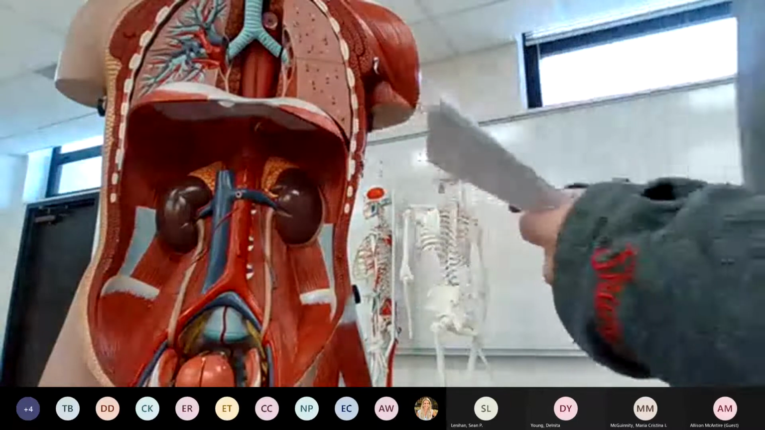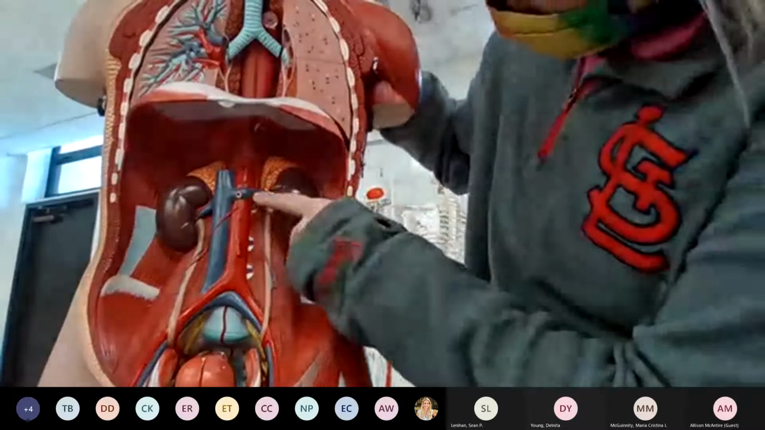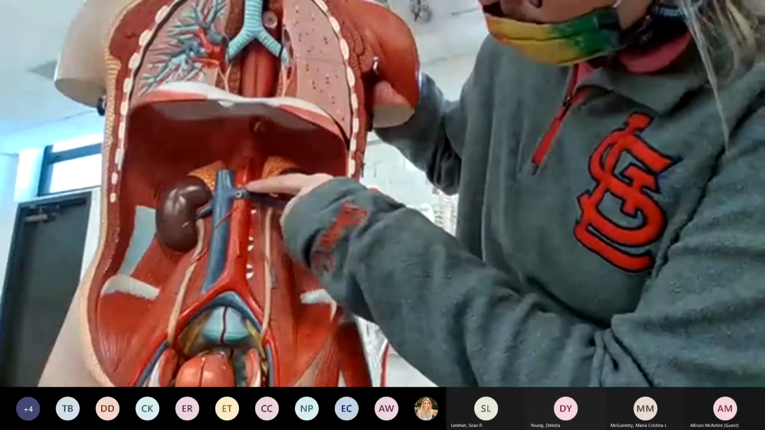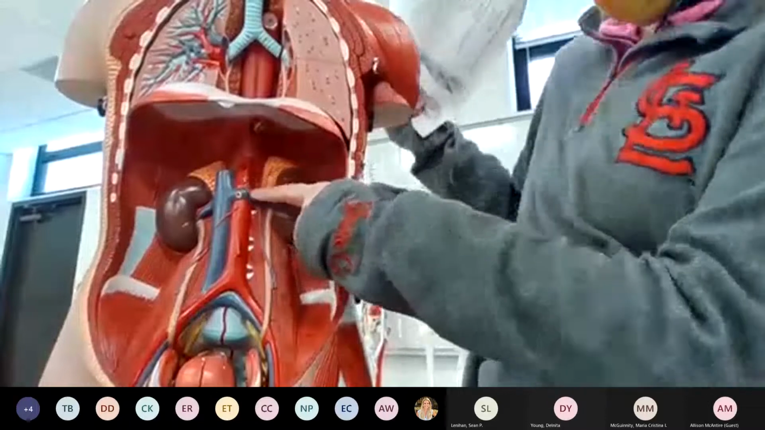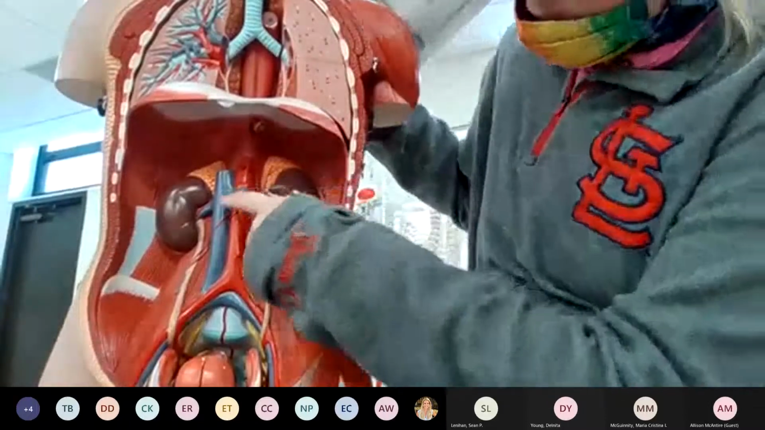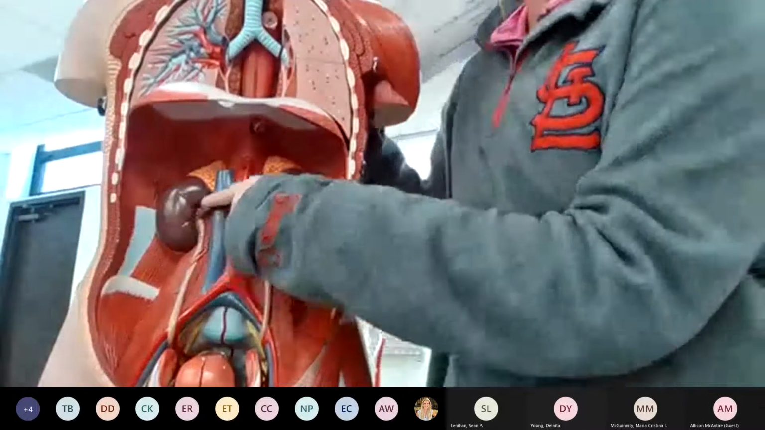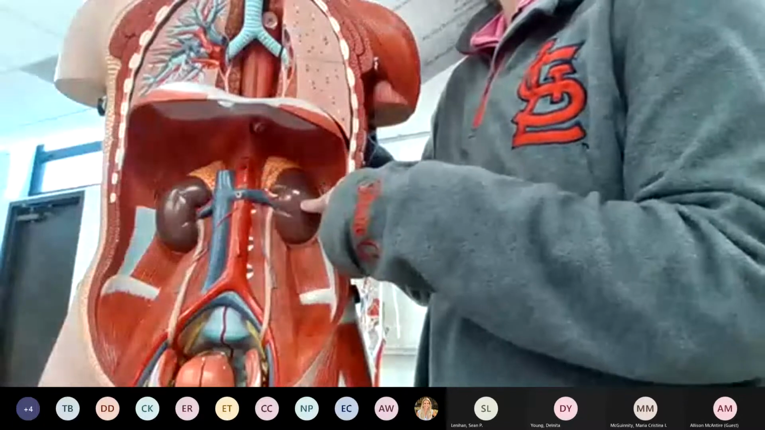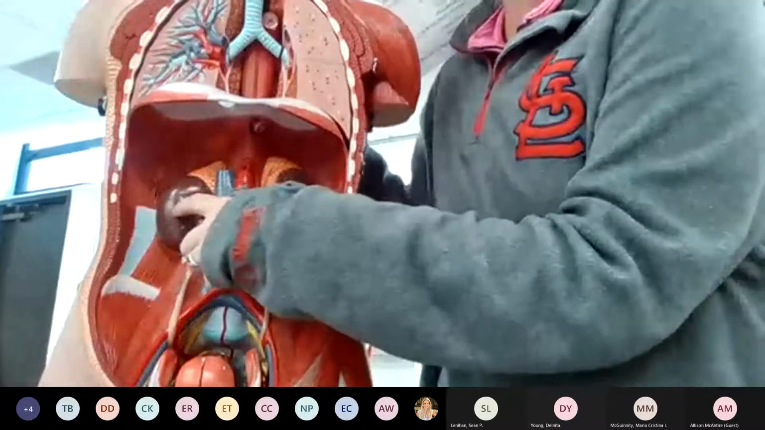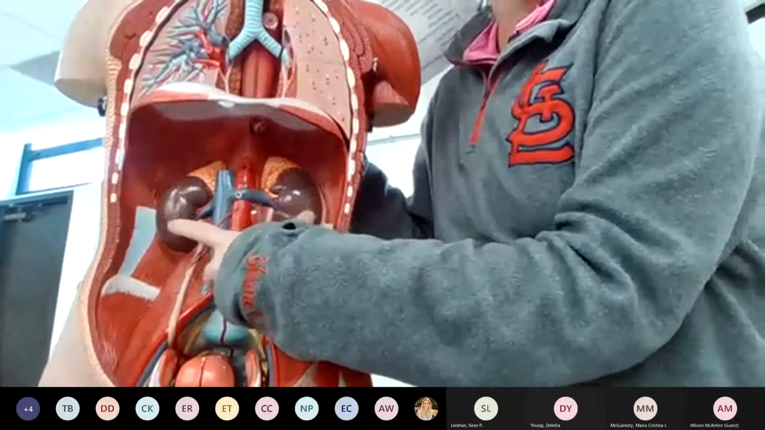Okay? You'll see these. This nice big vessel here would be your superior mesenteric. The one going to the kidney is the right renal and the left renal. And remember, no other artery is bringing blood into the kidneys.